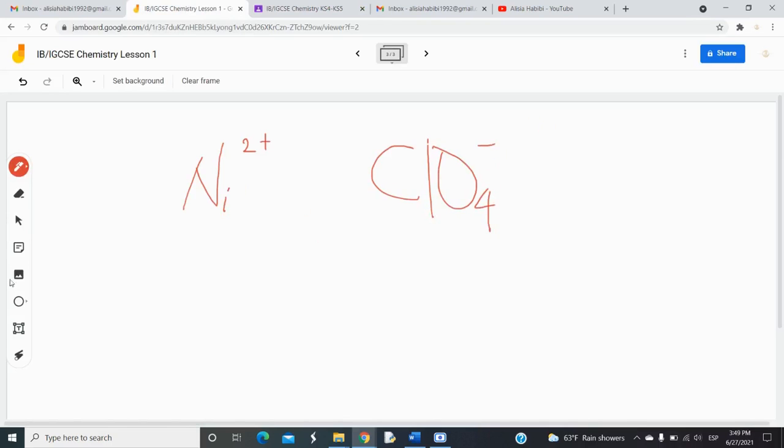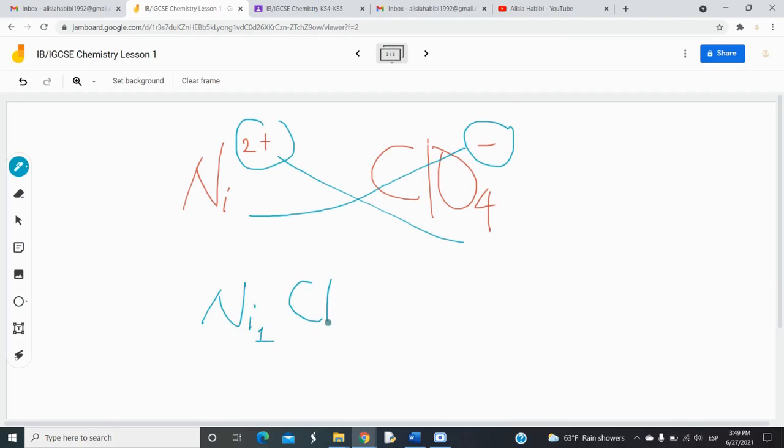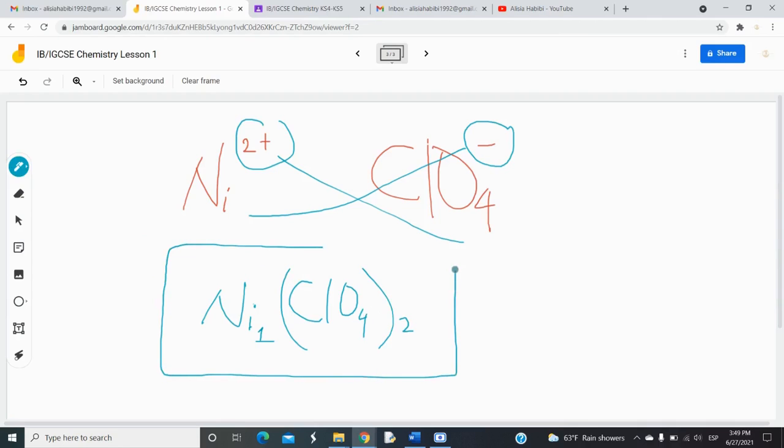So the same step applies: you're going to exchange these ionic charges so they become subscripts. Nickel takes the charge of minus 1, so that's just 1. We can write that here. And perchlorate takes the charge of nickel, which is 2. So ClO4 takes the 2 charge. We put that in parentheses, and then we put the 2 outside. Don't try to put the 2 inside, because it's going to be wrong. You have to put it outside of the parentheses for this compound. So this is basically the chemical formula for nickel perchlorate.